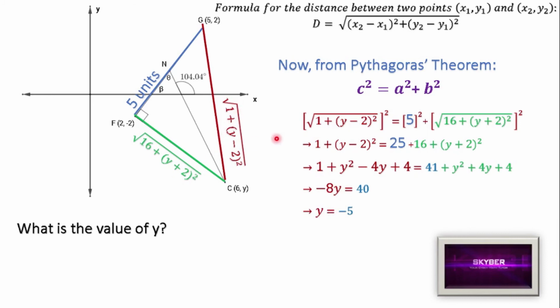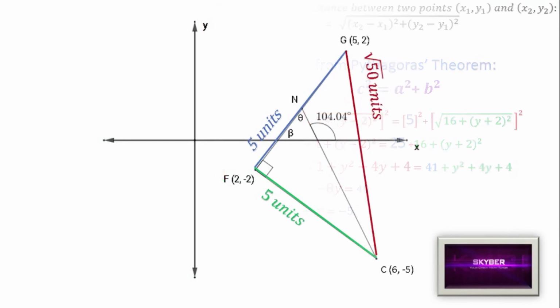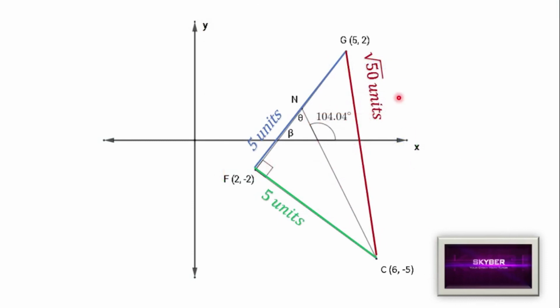Now we can input negative 5 into these, and that will give us the actual length of this side. And looking closely, you'll see that this is actually an isosceles triangle. And using that principle, we can actually find the angles beta and theta. But that's for another video.